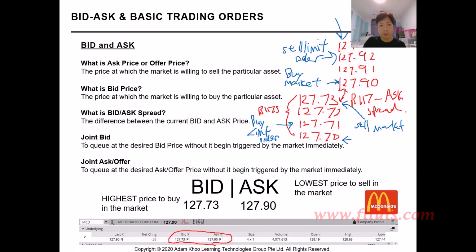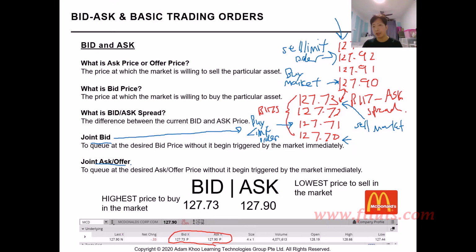And what do we mean by join bid? So another way of calling, a lingo for when we use a buy limit order, is this term called join bid. So join bid is basically a lingo to say that you're putting a buy limit order. When you say that you're putting a join offer, you're basically putting a sell limit order, right, to queue up in the market. Okay.